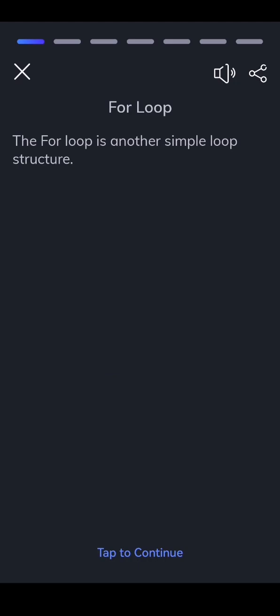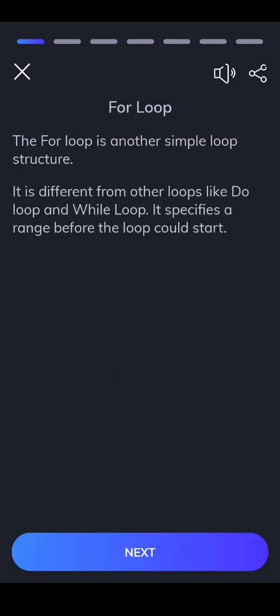The for loop is another simple loop structure. It is different from other loops like the do loop and while loop. It specifies a range before the loop could start.